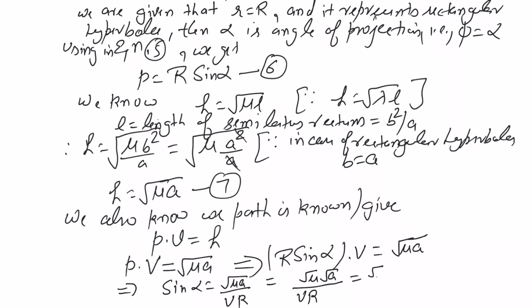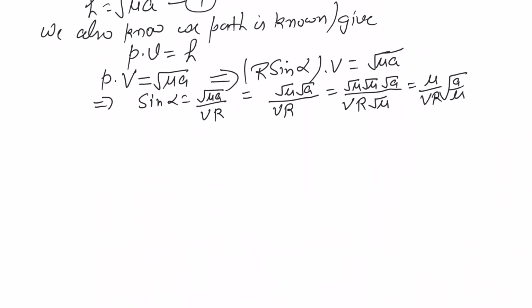This is equal to root mu root a divided by VR and root mu. We have multiplied and divided by root mu in the numerator and denominator. So this will be further equal to mu upon VR root a by mu. So this implies that sine alpha is equal to mu upon VR root a by mu. Now I am going to put the value of a by mu from equation number 4.